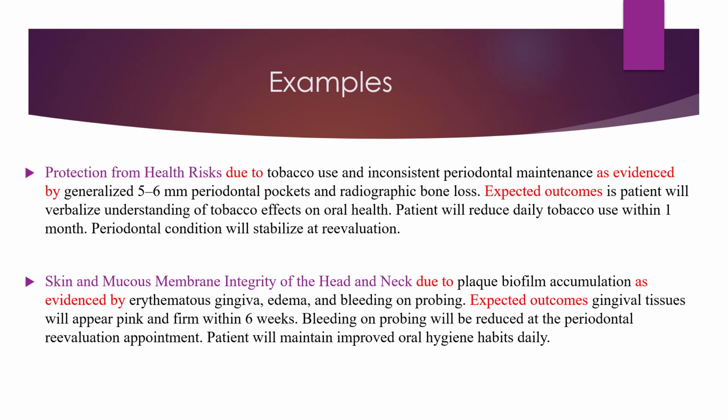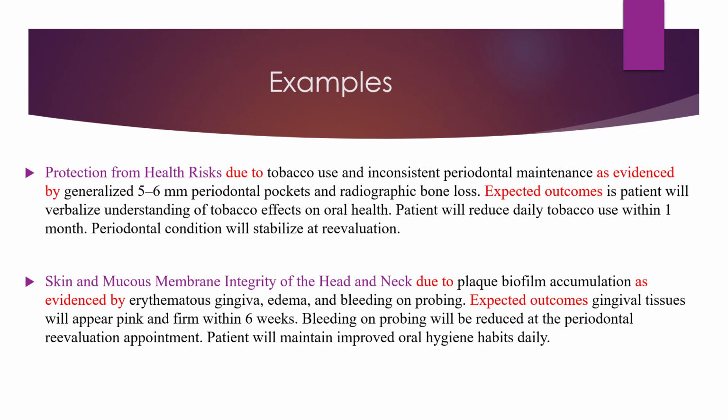And then I have to determine the expected outcomes. The patient will verbalize the understanding of tobacco effects on oral health. Patient will reduce daily tobacco use within 1 month. Periodontal condition will stabilize at evaluation. Now, here's a couple things to make sure to understand about the expected outcomes.